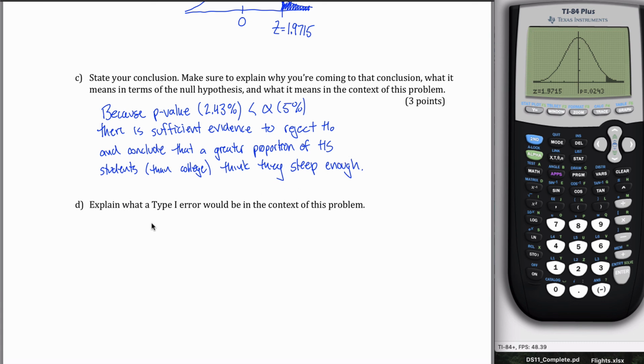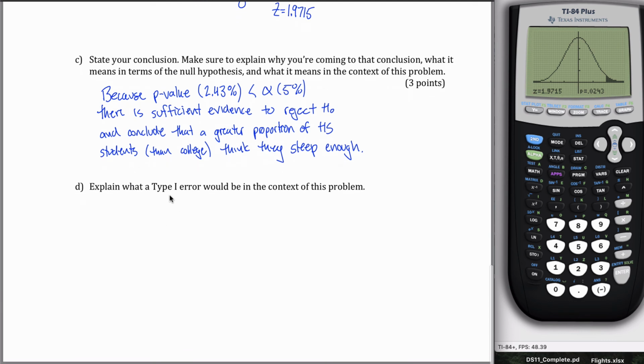I added on this extra part, this extra vocabulary question, because it's a good thing to know. Type 1 error, that's always when you incorrectly reject the null hypothesis. So you'll never know that you made a type 1 error. It's a theoretical idea here. We don't know the proportion of all high school students who think they sleep enough. We don't know the proportion of all college students who think they sleep enough. We just have these sample values. It's possible that there is no difference between the population parameters. We don't know. We're concluding that there is a difference, but we might be wrong. If we incorrectly said the claim was true, we'd be committing a type 1 error. It's when you incorrectly reject the null hypothesis.